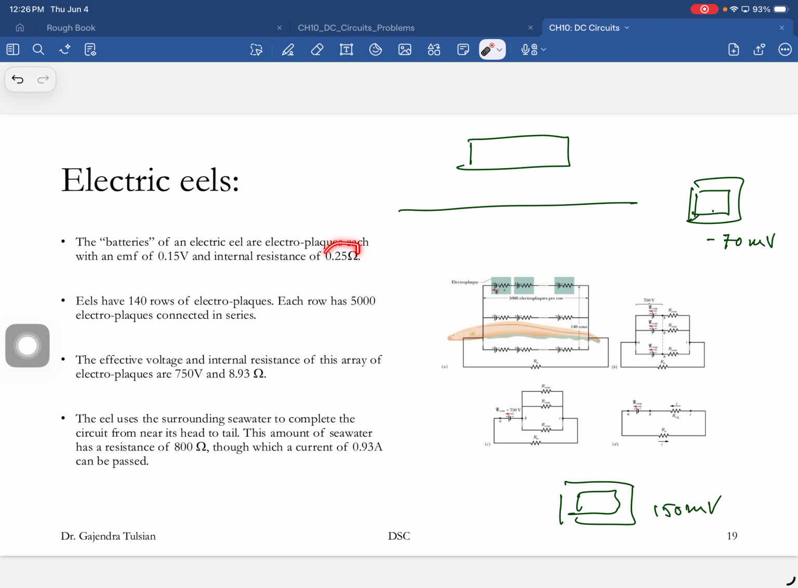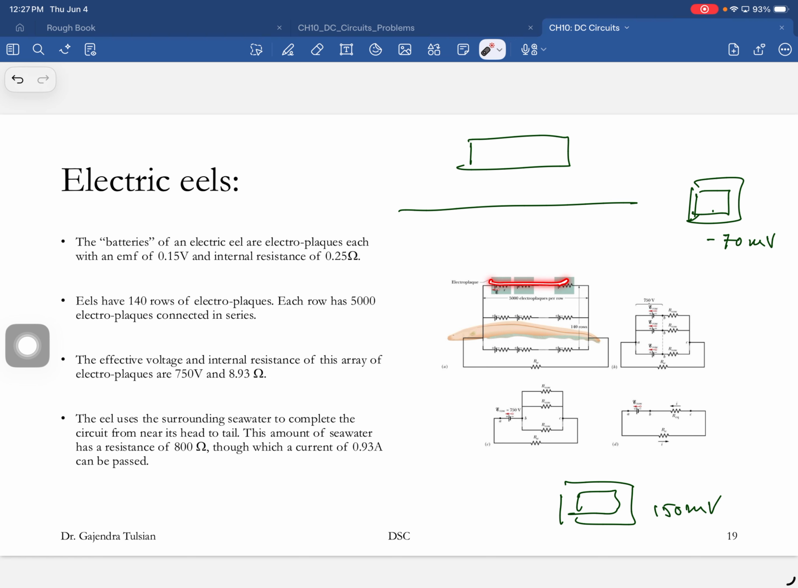And an internal resistance of 0.25 ohms. So there's the internal resistance, there's the cell. Each eel has 140 rows of these. Each row has 5,000 plaques, so 5,000 batteries, and each battery is 0.15 volts. And so the total voltage is 5,000 times that, which is 750 volts.